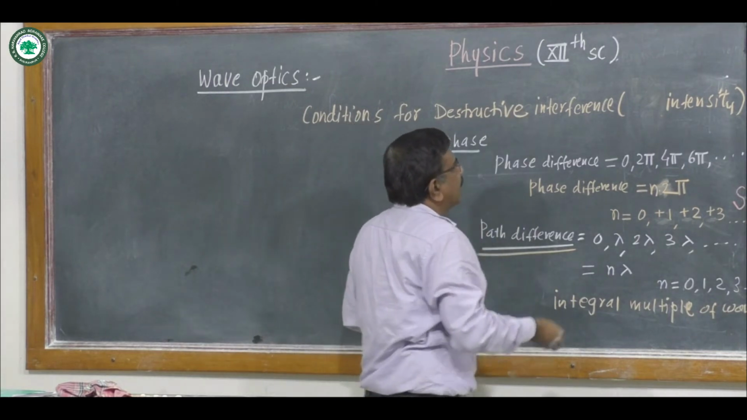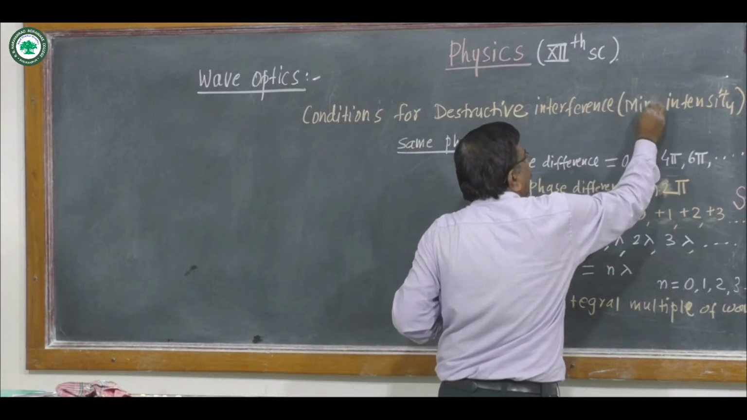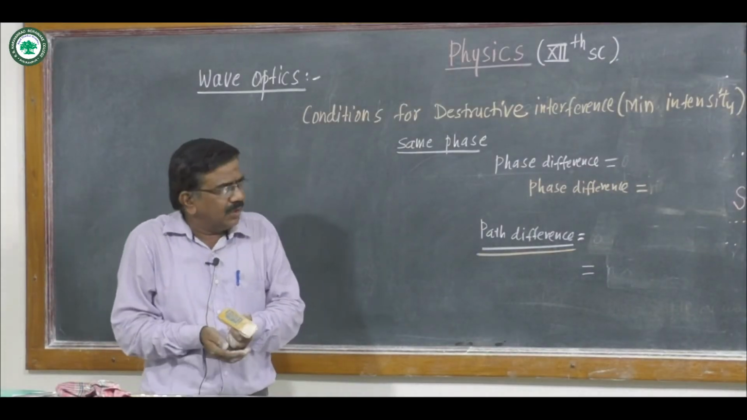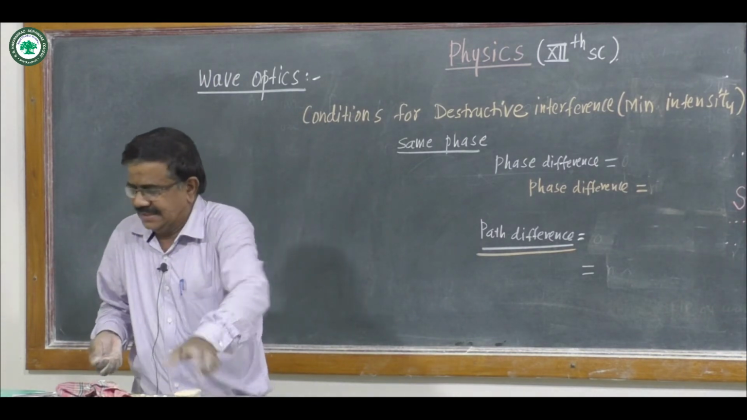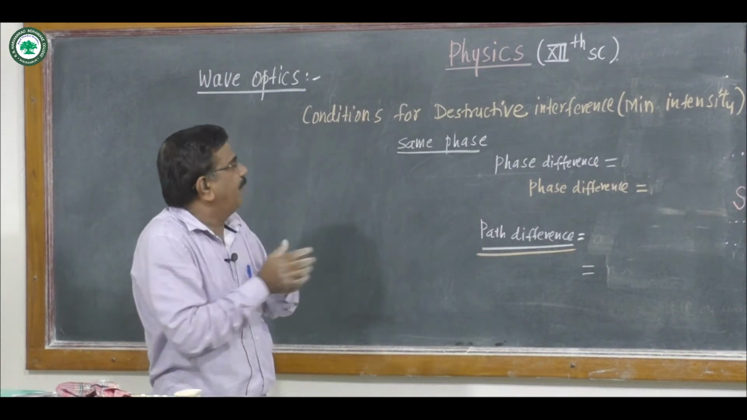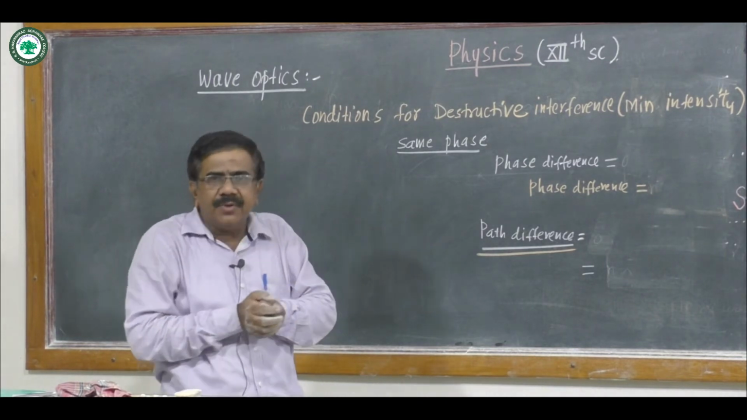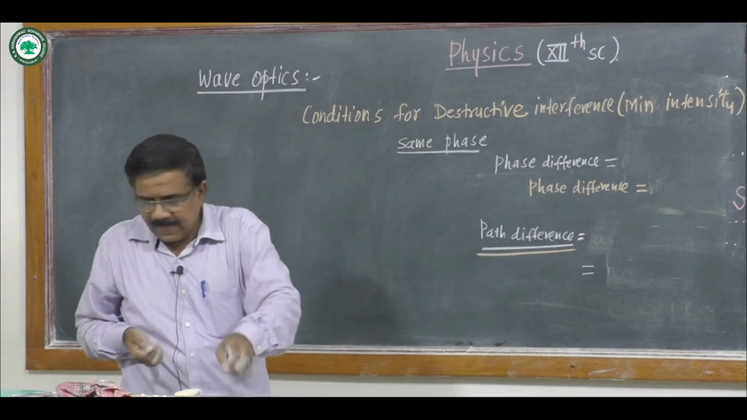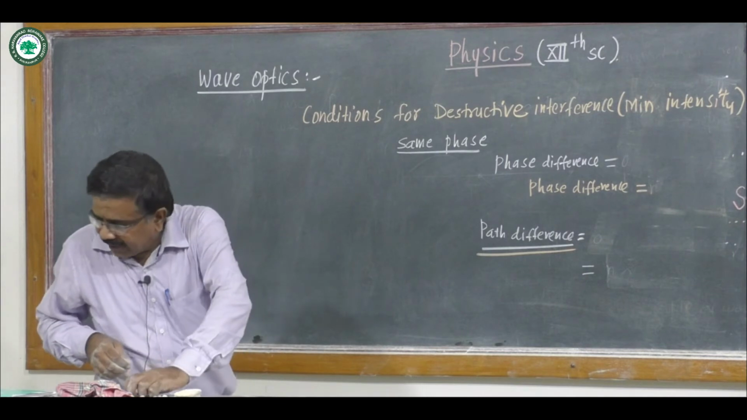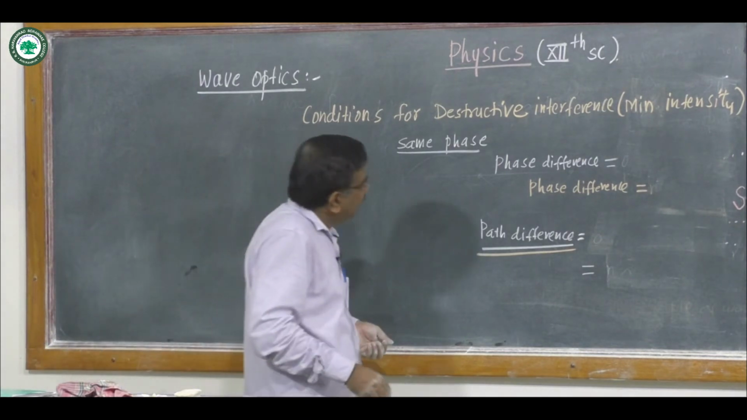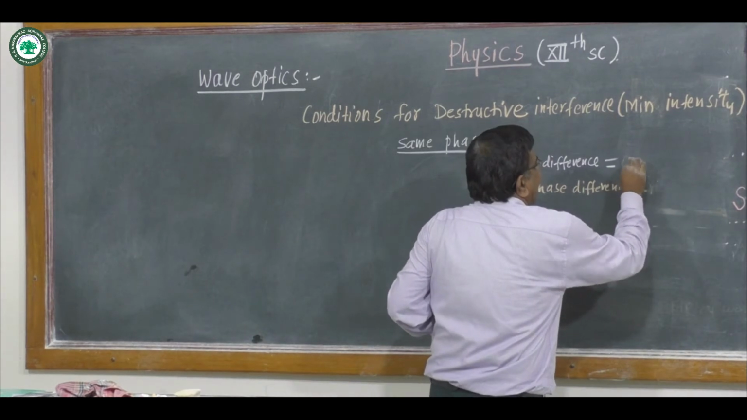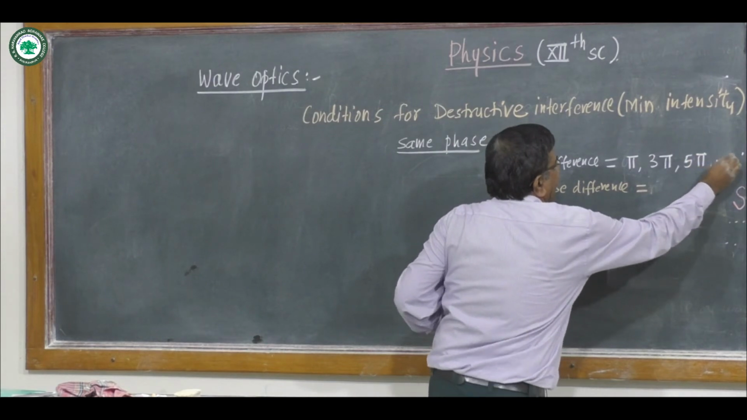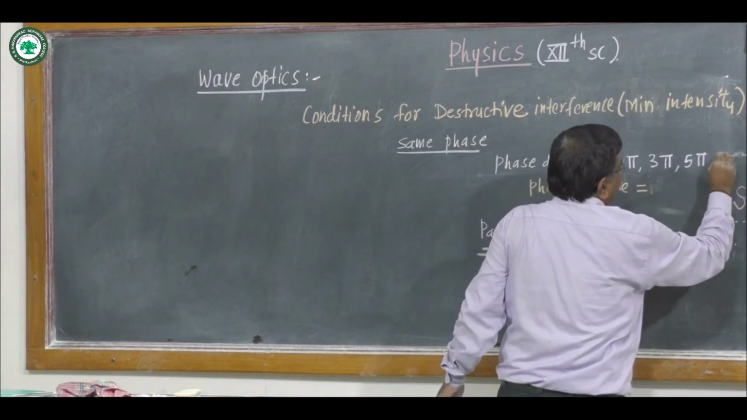Condition for destructive interference, or conditions for minimum intensity. For destructive interference, we know the waves are out of phase. The crest of one wave coincides with the trough of the other, and vice versa. Here, the condition for the phase difference between the waves is pi, 3 pi, 5 pi, 7 pi, and so on.